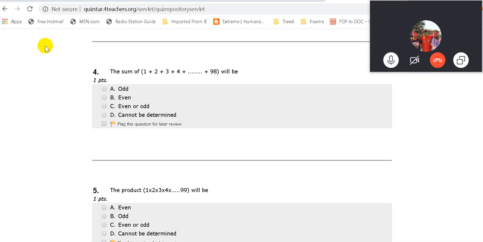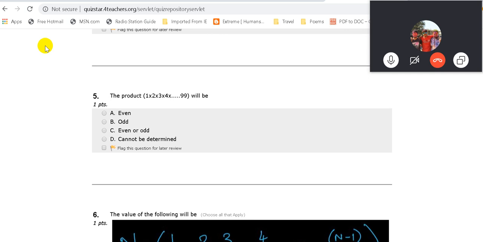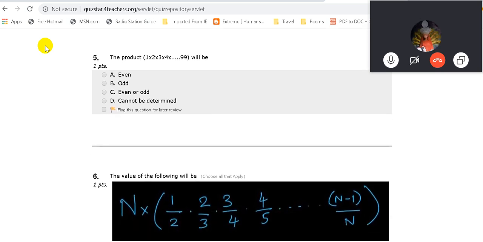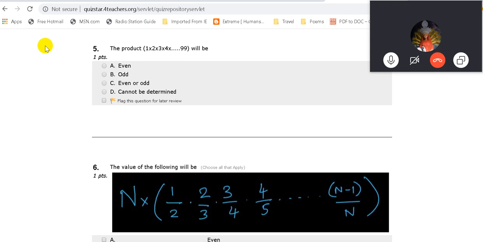Okay. The product of 1, 2, 3, 4 up to 99 will be even or odd? Even. Anything multiplied by 2 will be even. Yeah, all factorials are even.